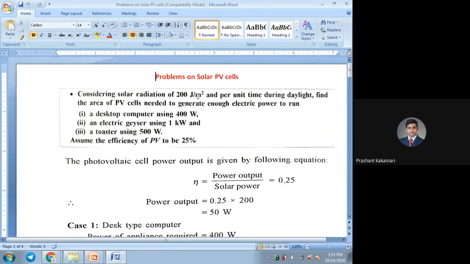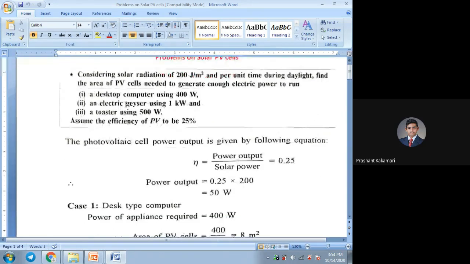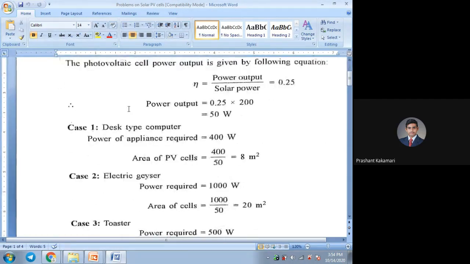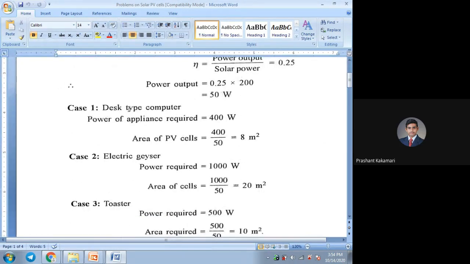So keeping this in mind, if you find out the power output by multiplying this 0.25, the percentage, directly you can get the energy supplied by these PV cells. That is coming around 50 watts. Okay, one cell is giving around 50 watts.